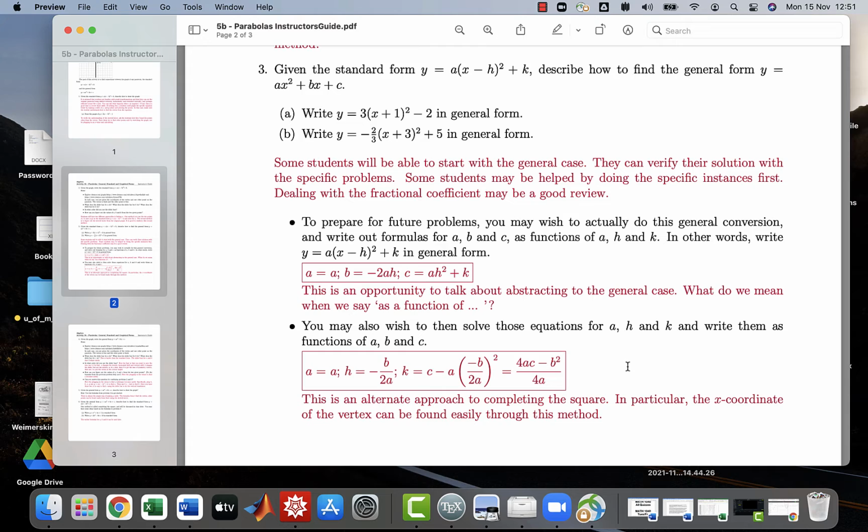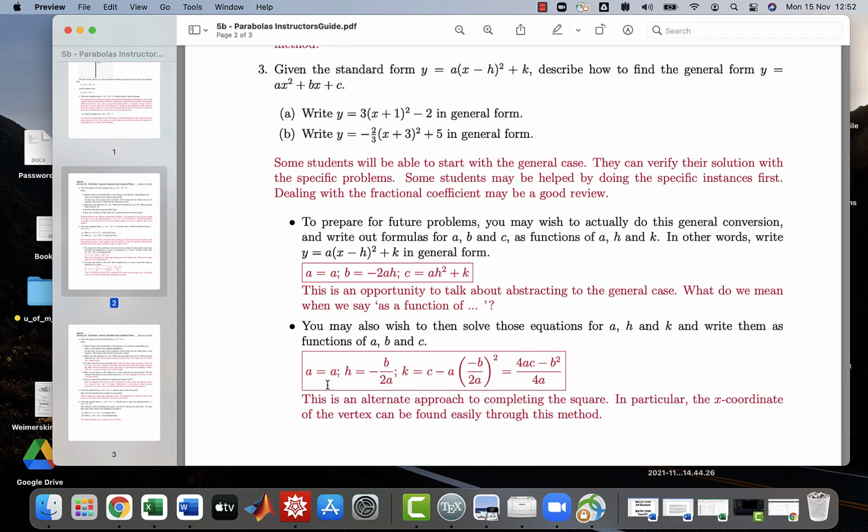Also worth pointing out, kind of the big picture here is you've got these two forms, and so we'd like formulas that calculate A, H, and K. Since we know what A, B, and C are, it's kind of nice if the formulas themselves just have A, B, C, and not other letters. It's okay to go the other way.